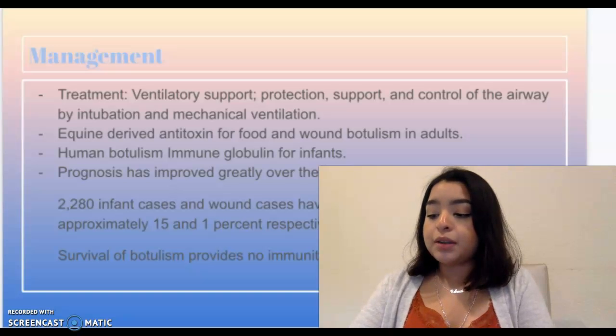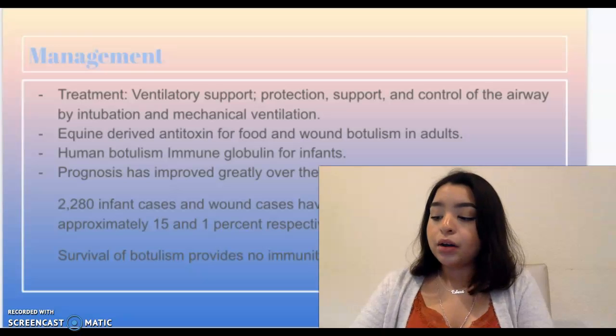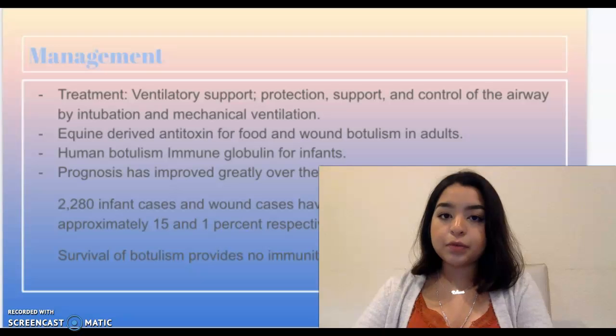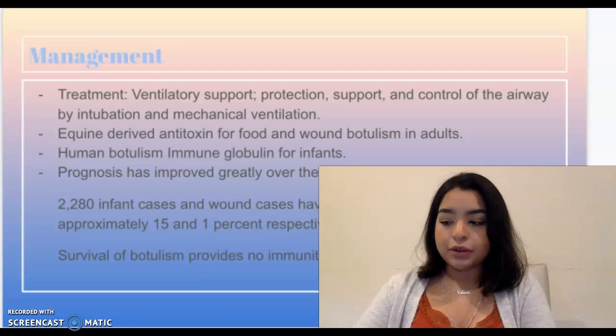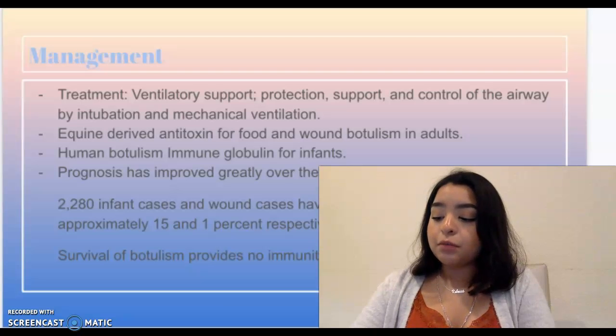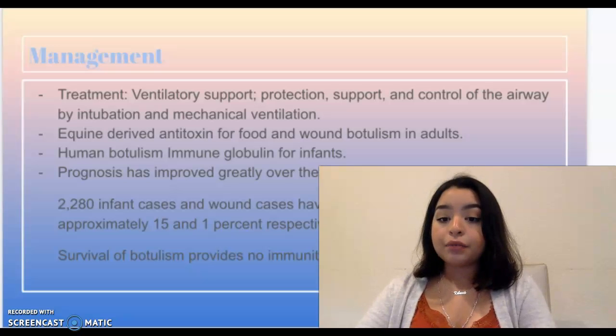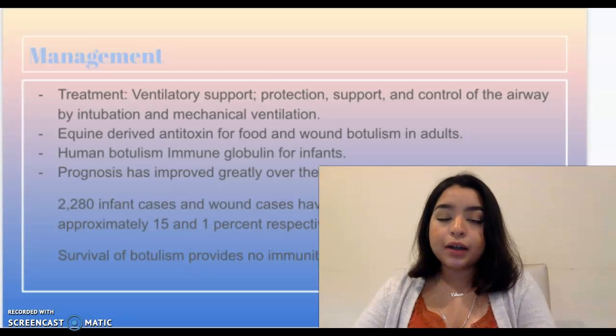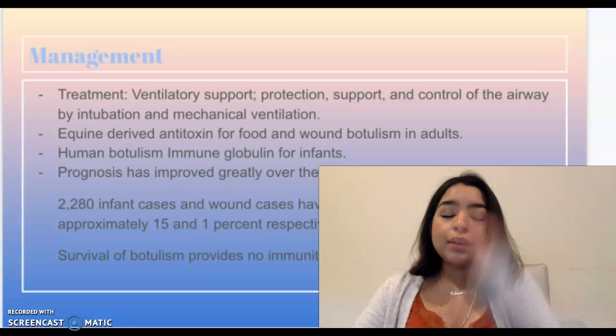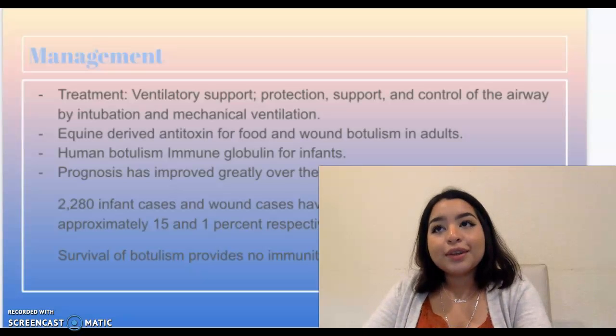Infant botulism and wound botulism cases currently have a case fatality rate of approximately 15% and 1% respectively. It should be stressed that survival of an episode of botulism provides essentially no immunity and therefore offers no protection after recovering. So if you have had botulism before, you are left with the same chances of getting it again.